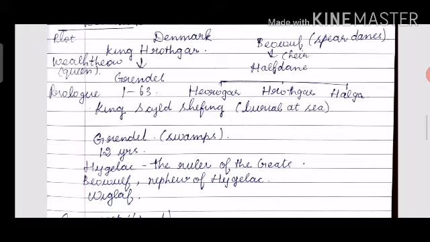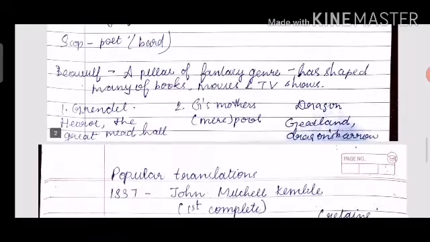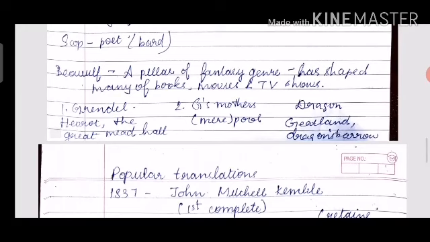Grendel lives in swamps, and after 12 years of the construction of the mead hall, Grendel comes and attacks the men. Hygelac was the ruler of the Geats, and Beowulf was the nephew of Hygelac. Beowulf has a strong supporter called Wiglaf. In those days, Scop meant poet or bard. Beowulf is also a pillar of the fantasy genre and has shaped many books, movies and TV shows.